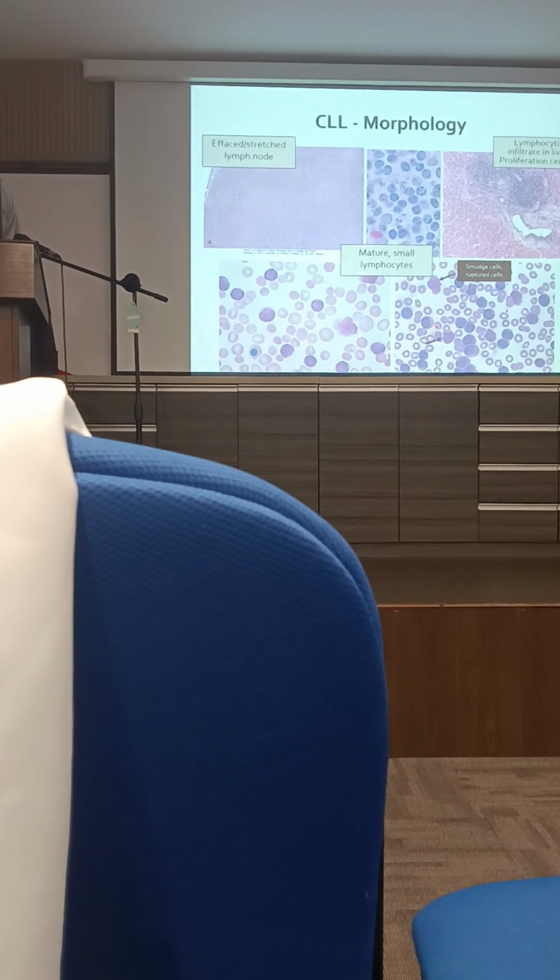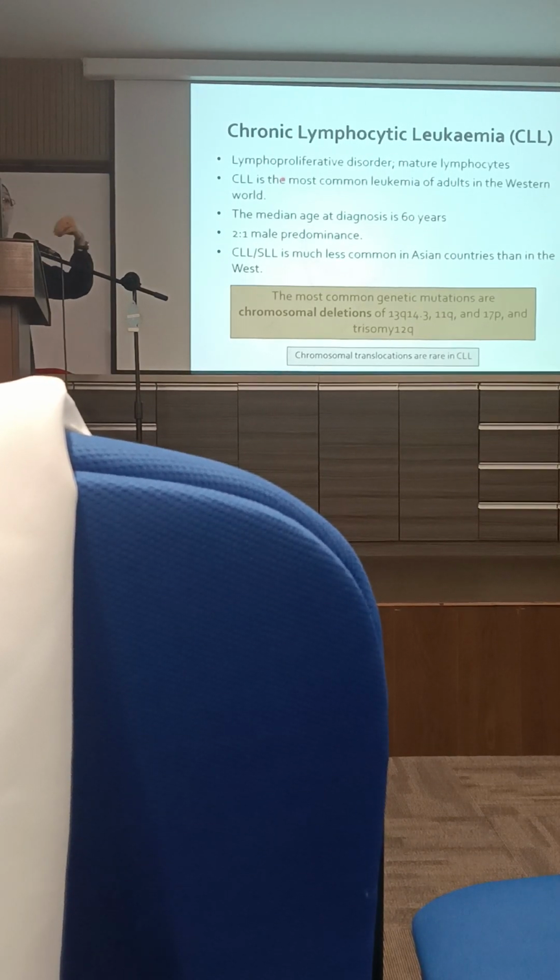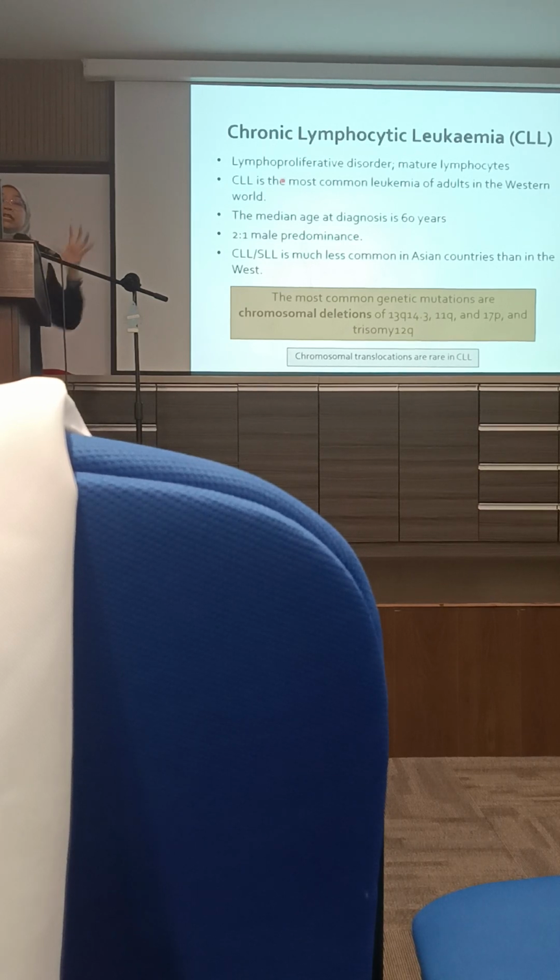Smudge cells. Okay, so for CLL, they are mature lymphocytes. In your books, they may be classified under lymphoproliferative tumors, lymphocytes that are proliferative. It is the most common leukemia of adults in the Western world, with a median age of around 60, and a male predominance.